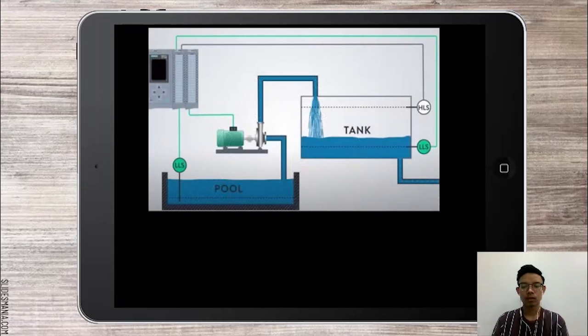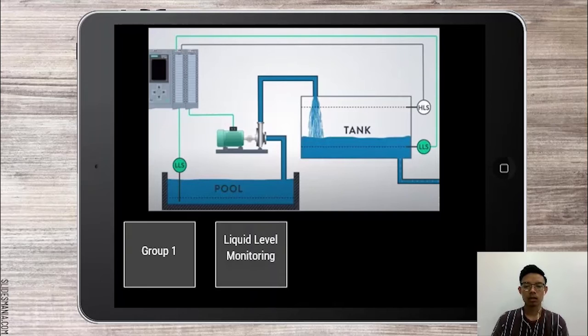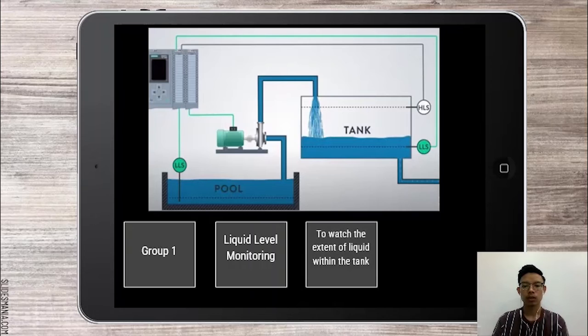This is a figure of my group assignment. During the group assignment, I was in group 1 and we chose liquid laboratory as our group assignment title. The function of the liquid laboratory is to watch the extent of liquid within the tank.